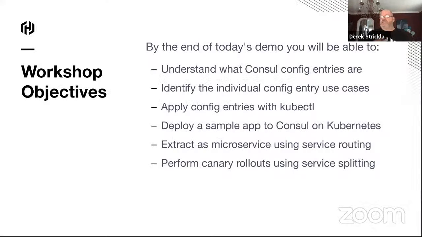So let's get started. Let's talk about our objectives. By the end of the demo today, we want you to be able to understand what a config entry is. A config entry is a term in the Consul world, and it has a meaning and a purpose, and we're going to talk about what those are. And we're going to talk about the different use cases for the different types of config entries. And then we're going to show you a great new feature of Consul 1.9, which is currently in beta.